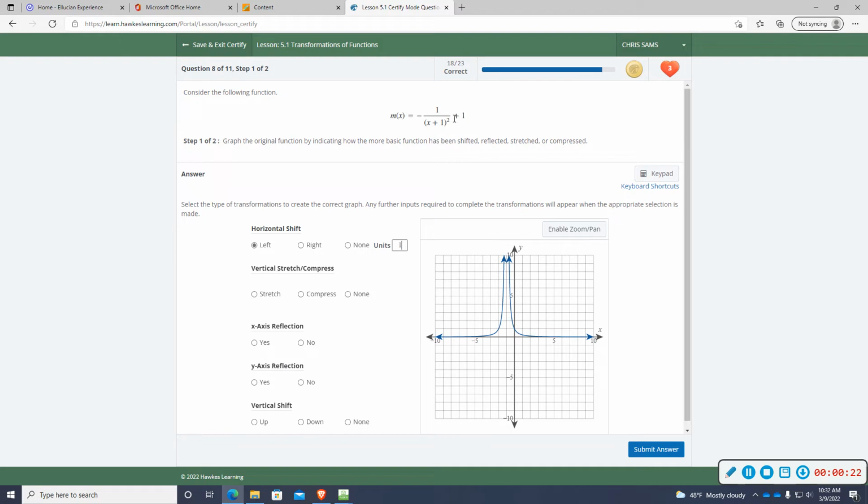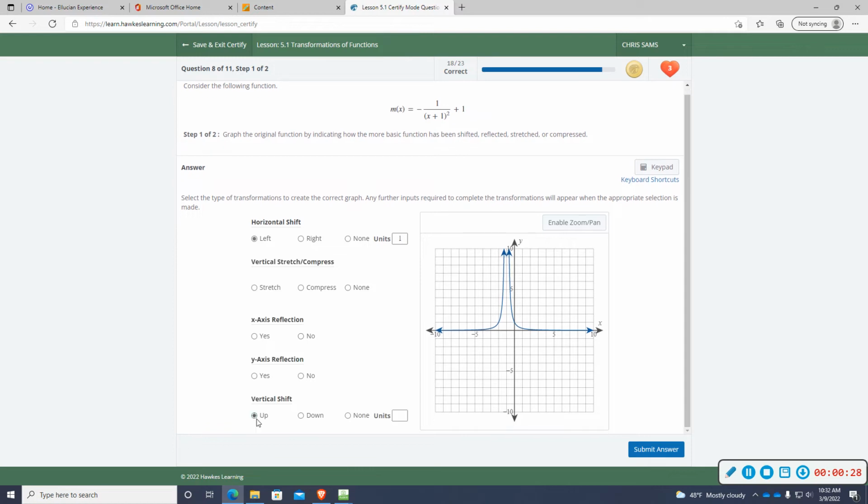I'm going to go ahead and do the one at the back. That's separate. That's kind of like our k value, and it's going to shift up 1. So I'm going to go ahead and jump down here and do my shift up 1. The negative out front is not with the x, so this is the a. This is going to be an x-axis reflection.